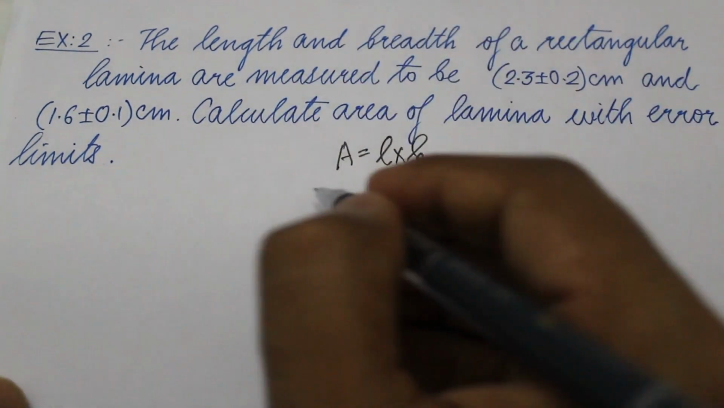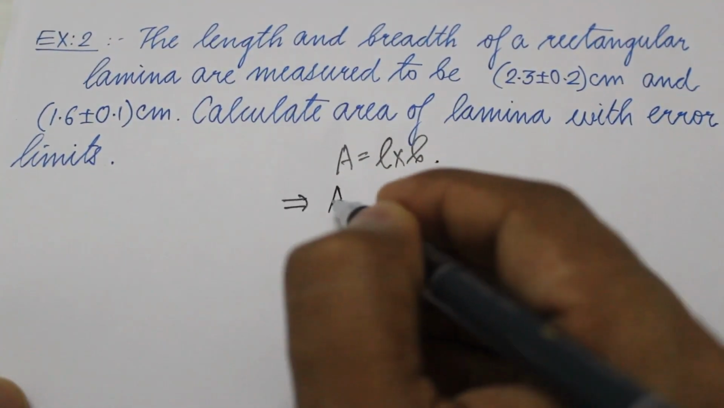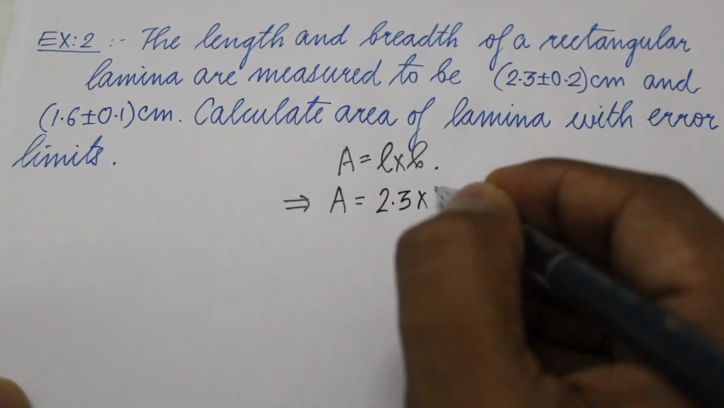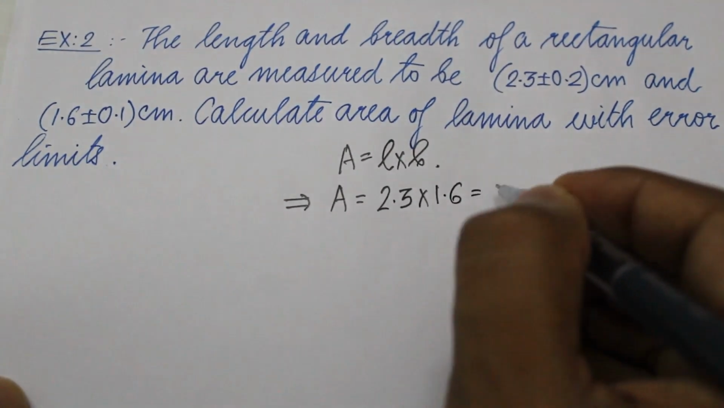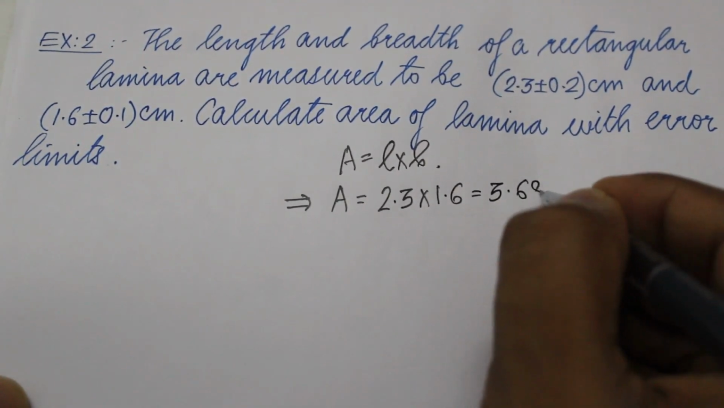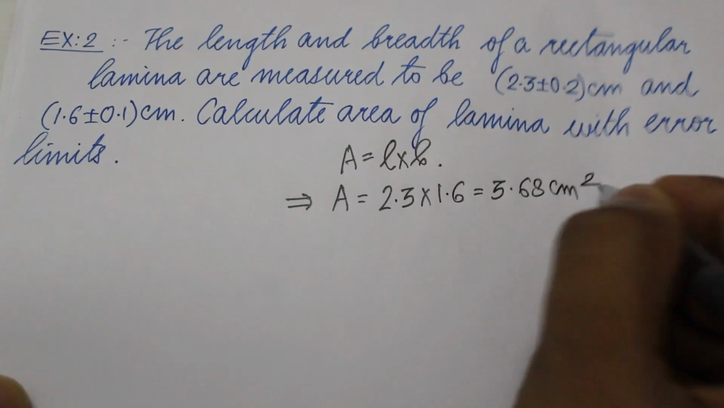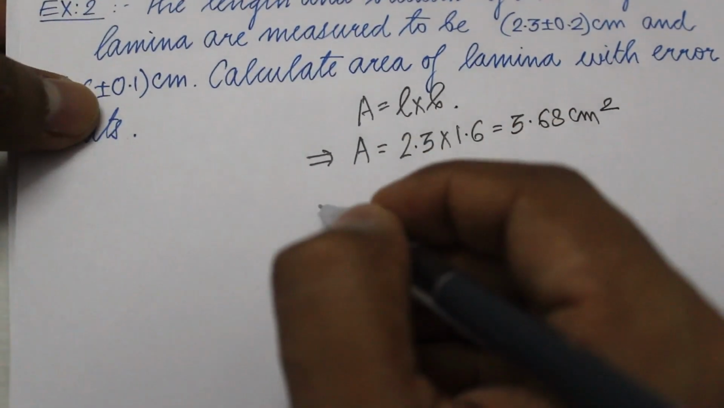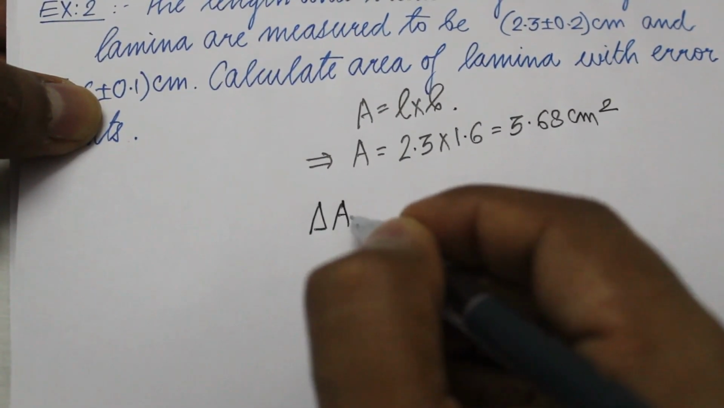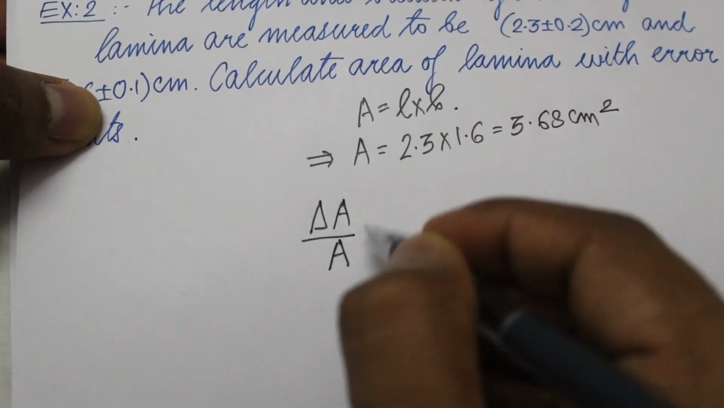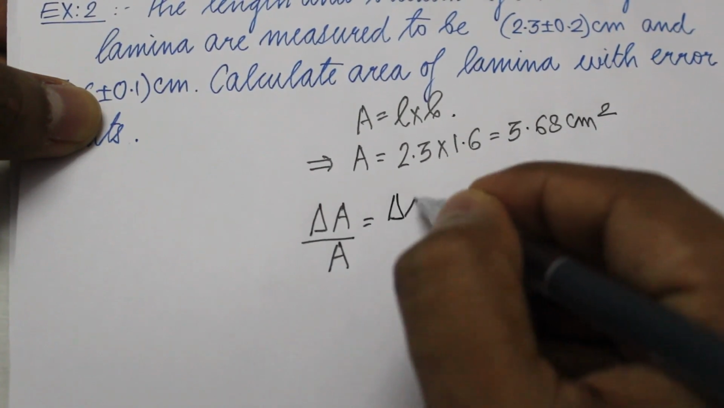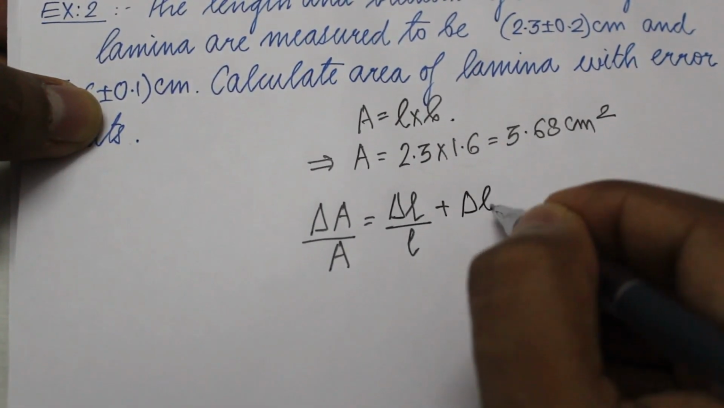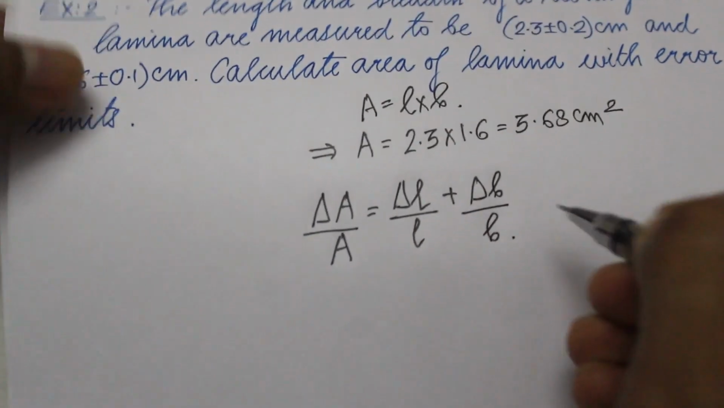So the first step will be to find out the area. Area will be equal to L, take the value of L, 2.3 into 1.6, we get 3.68 centimeter square. How to find out the error? Since it is a case of multiplication, error will be found out by delta A upon A equal to delta L upon L plus delta B upon B.